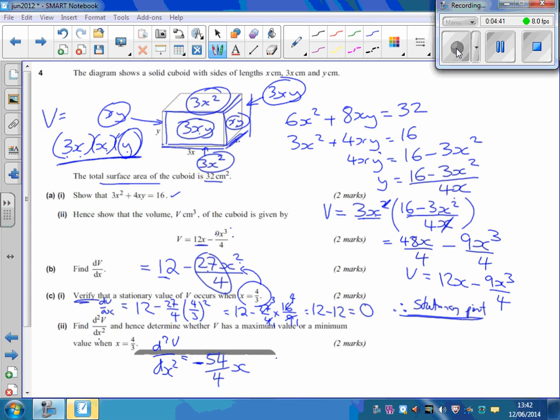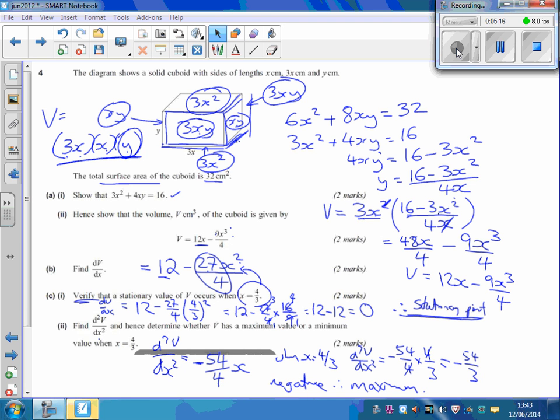Now, when x equals 4 over 3, what does this equal? d2V by dx squared equals minus 54 over 4 times 4 over 3. They cancel. So I've got minus 54 divided by 3. Well, we could just leave it like that, couldn't we? The only important thing is that it's negative. So we now write negative, therefore it's a maximum point. So if it's negative, it's a maximum. If it's positive, it's a minimum.